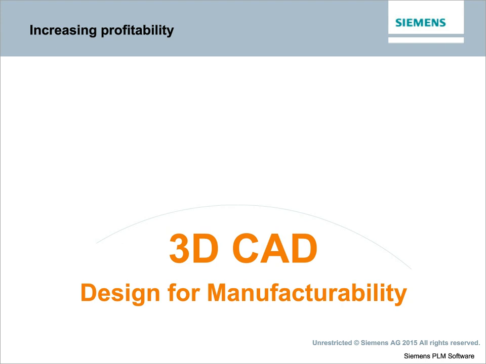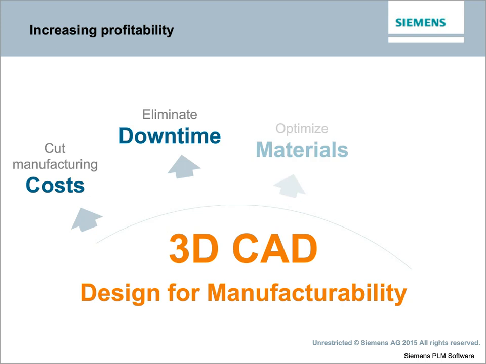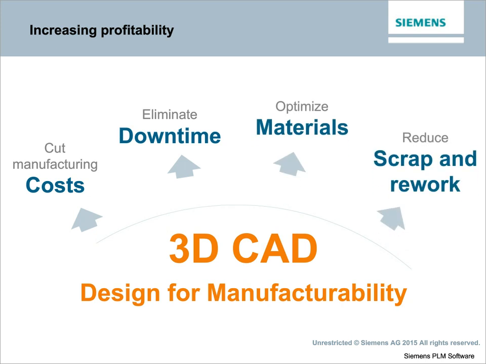So in summary, product design has significant impact on manufacturing. Best-in-class manufacturers seek out ways to maximize profits. And 3D design software offers incredible potential to streamline production processes. More specifically, 3D CAD with design for manufacturability increases profitability by cutting costs, eliminating downtime and production shortages through material optimization and reduction in scrap, rework, and waste.